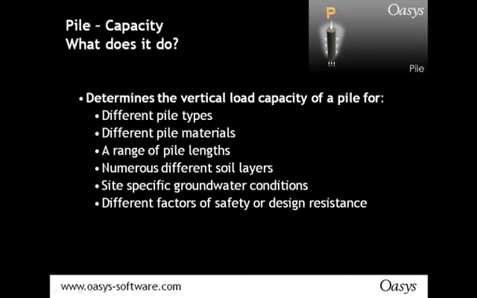What does Pile do to calculate pile capacity? Well, it determines the vertical load capacity for a pile for different pile types. And when you say different pile types, I mean, for example, square-driven piles, steel H-section piles, different pile materials as well, such as steel, precast or cast in situ piles, range of pile lengths, different soil layers, site-specific groundwater conditions, which can be either phreatic or piezometric, and different factors of safety or design resistance. So we'll touch upon all of this now.